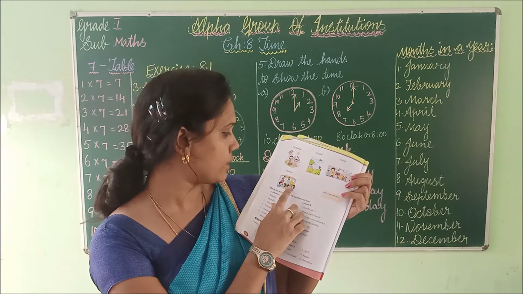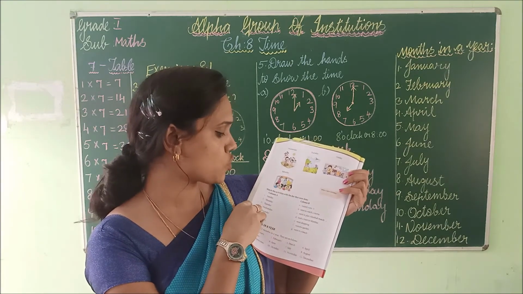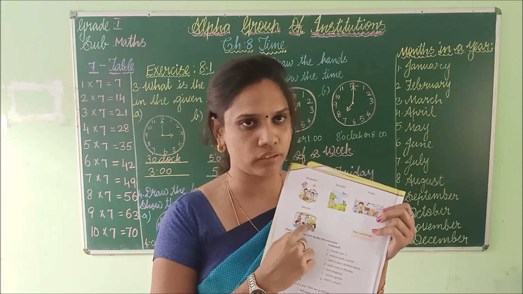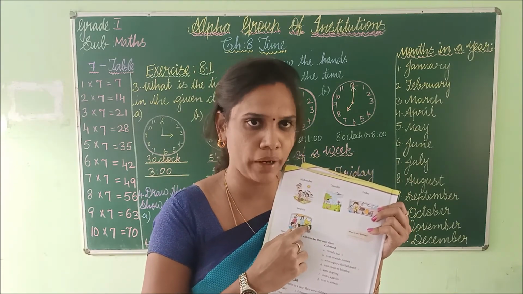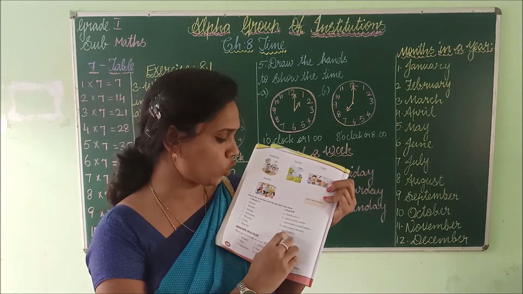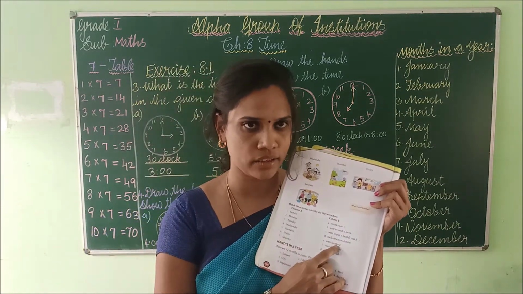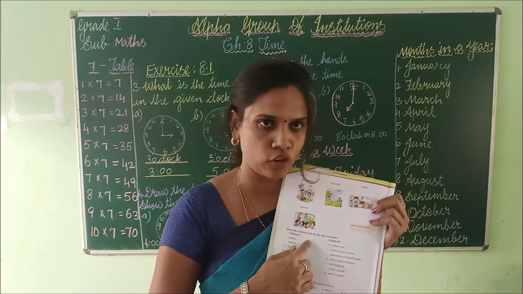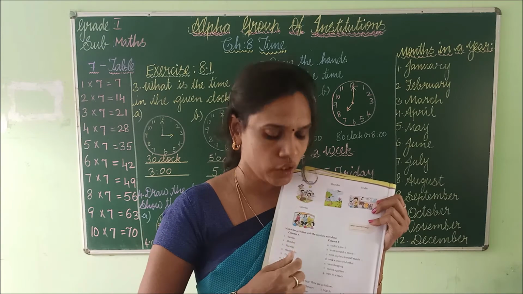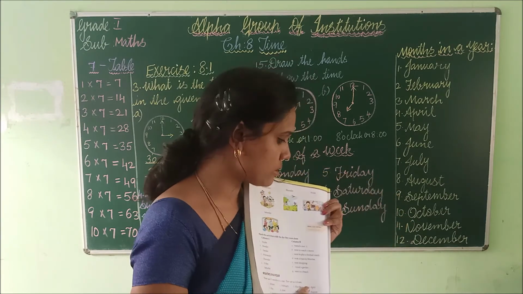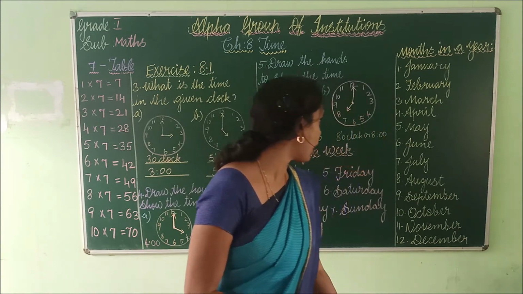And the last one is Saturday. What is he doing on Saturday? See, he went shopping. He is shopping in Mumbai. See, on Saturday he went shopping. Here is the answer. Like this you have to complete the match the following. By seeing the picture you have to complete this. Understood? Fine children. Now we move on to the next one.